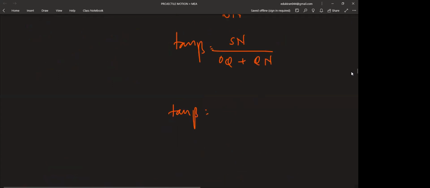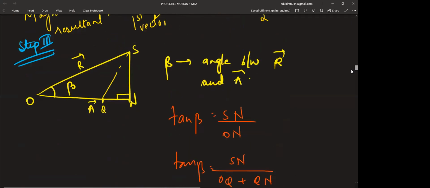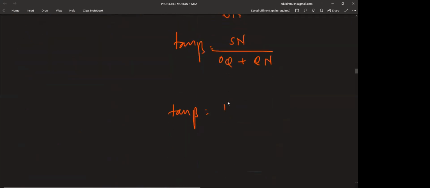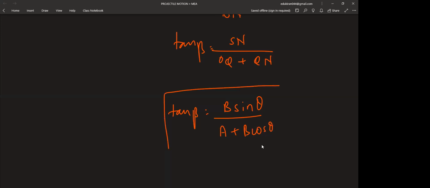Tan beta. What is Sn? Sn is the perpendicular we had calculated, b sin theta. OQ is the vector A, plus Qn is b cos theta, which we have calculated. That's it. This is the formula for the direction. So magnitude plus direction, this is the complete derivation.